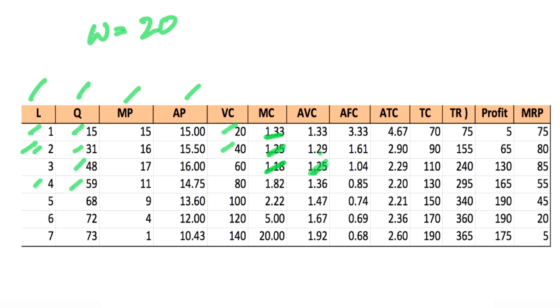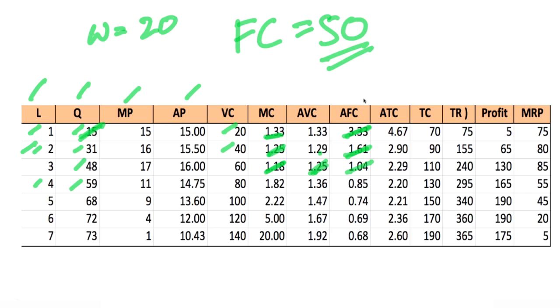Now the average fixed cost. We need to know the fixed cost to find out the average fixed cost. Let's suppose that the fixed cost is equal to 50. Then the average fixed cost is this fixed cost of 50 divided by the output, 3.33. And so the average fixed cost, as you can see, comes down all the time.